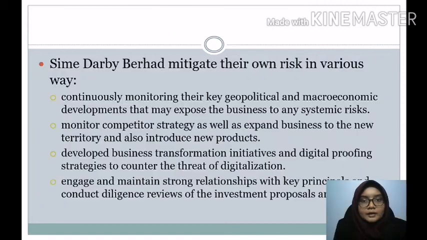Sime Darby Berhad mitigates its own risk in various ways. Firstly, by continuously monitoring key geopolitical and macroeconomic developments that may expose the business to any systematic risk. They monitor competitive strategy, as well as expand the business to new territories and introduce new products. They also develop business transformation initiatives and digital proofing on their strategy to counter the trend of digitalization. They also engage and maintain strong relationships with their key principals and conduct diligent reviews of investment proposals.